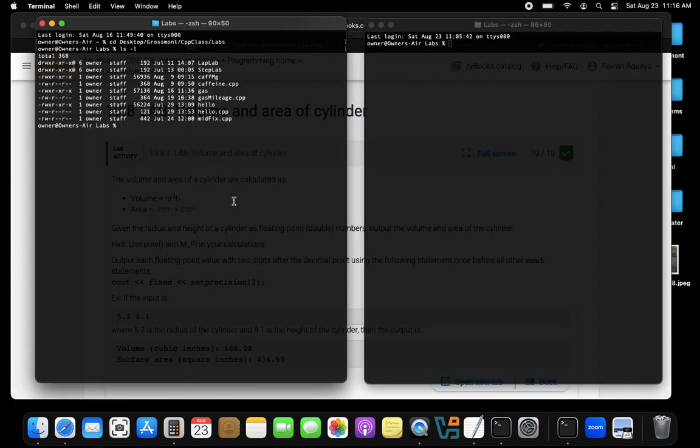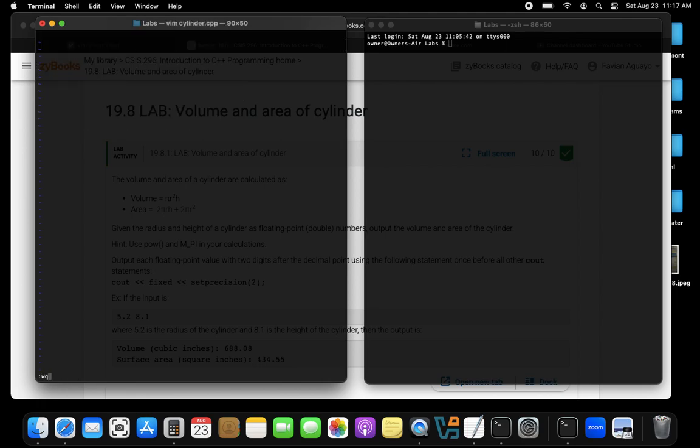Alright, first let's make our CPP file. We've got vim, we'll call it cylinder.cpp. Right, cylinder, spelled that right. Alright, there we go. Now, numbers, syntax on.